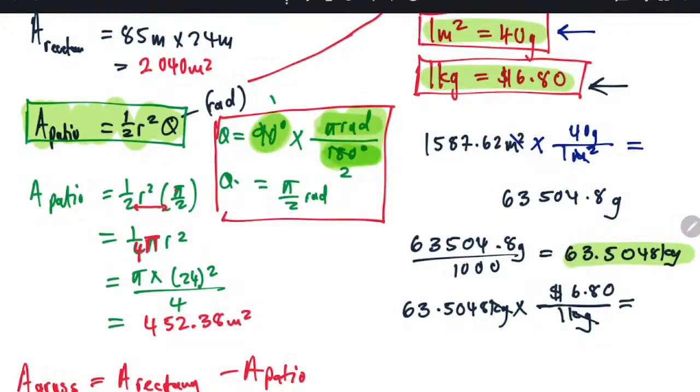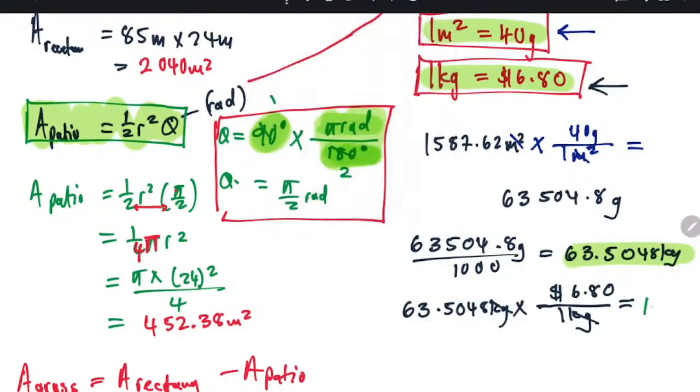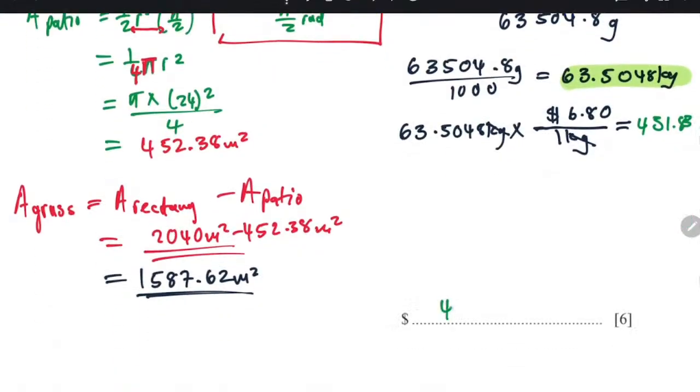63.5048 times 6.8. Then divided by 1, which doesn't change anything. $431.83. Well done, Lifika. Did you get the same answer? $431.83. Who has a question here?